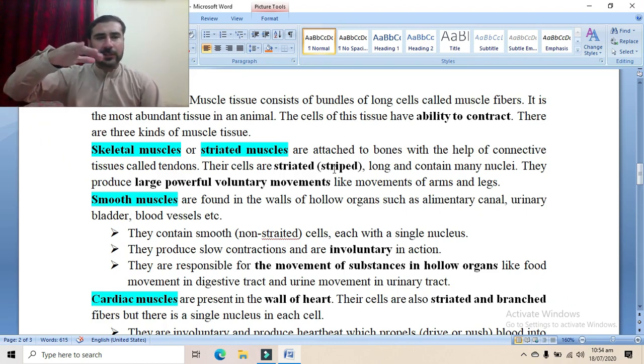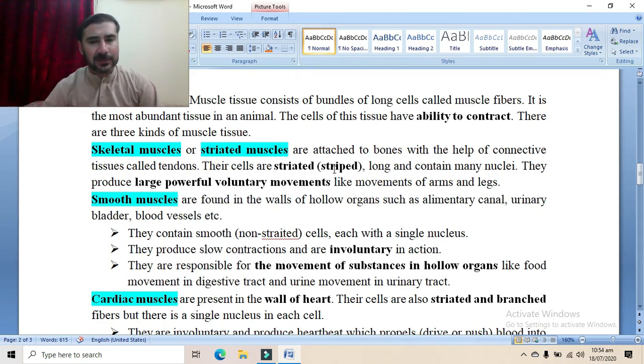These are striped cells. In the local term in Urdu, this is called patedar. They have strips, so they are called striated. So their cells are striated. They are long and contain many nuclei. Now think over it: why will it contain many nuclei?